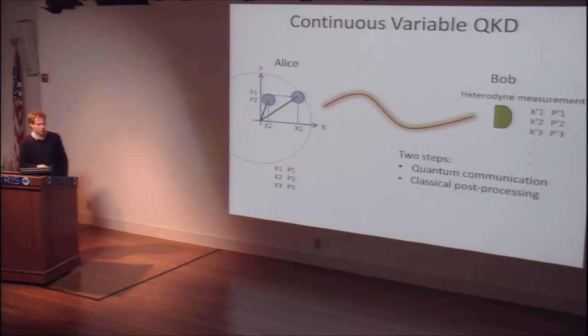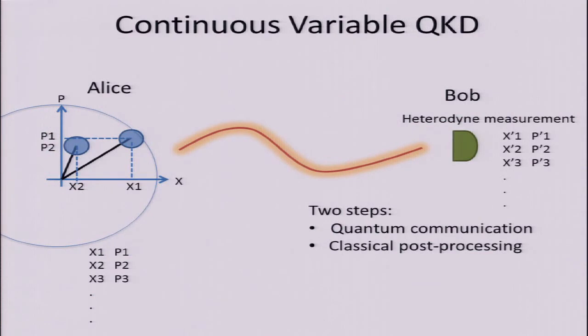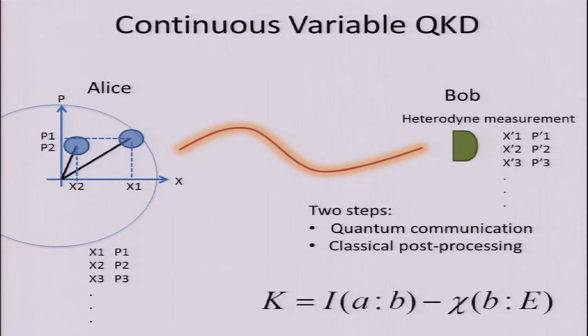But then there's a lot of classical post-processing. So Alice and Bob have to communicate via classical channels afterwards. And Bob needs to do privacy amplification and error correction and stuff like this in order to map what is called a raw key onto a secret key. And having this, then they can communicate securely.